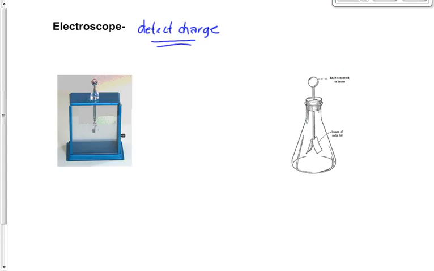An electroscope doesn't tell us how much charge we have. An electroscope doesn't even tell us what type of charge we have, positive or negative. It just tells us whether we have charge or not. Here's two forms of an electroscope. First one is actually a photograph of an electroscope.